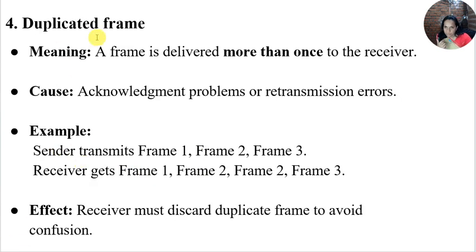Next one is the duplicate frame. Here a frame is delivered more than once to the receiver, due to acknowledgement problems or retransmission errors. That is, the sender transmits frame 1, frame 2 and frame 3, and the receiver gets frame 1, frame 2, frame 2 and frame 3. The receiver must discard the duplicate frame to avoid confusion. They have to see the sequence number and discard the duplicate frame.